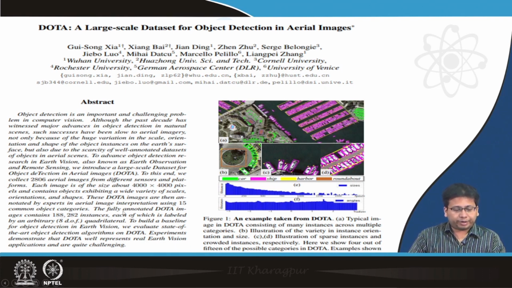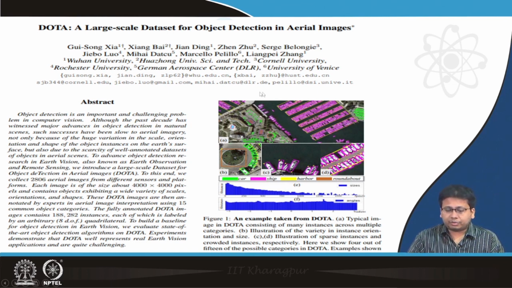The fully annotated DOTA images contain 188,282 instances, each of which is labeled by an arbitrary quadrilateral. To build a baseline for object detection in Earth vision, we evaluate state-of-the-art object detection algorithms on DOTA. Experiments demonstrate that DOTA well represents real Earth vision applications and is quite challenging.